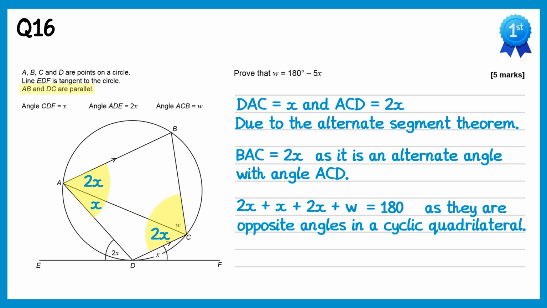From here I can simplify. If I add 2x, add x, add 2x, I get 5x. So it's 5x plus w equals 180. All you do now is take 5x from both sides and you'll get w on the left, and on the right 180 take 5x, which is what we needed to prove.